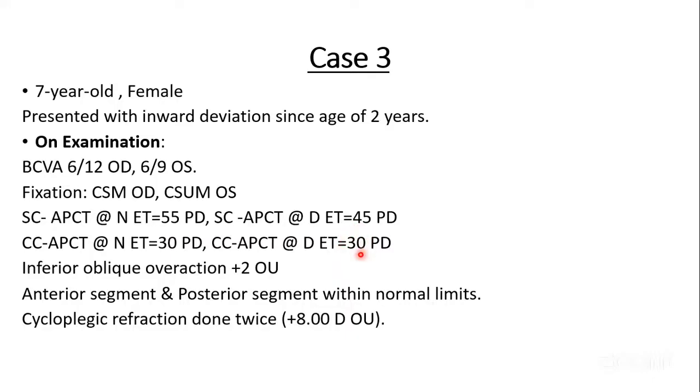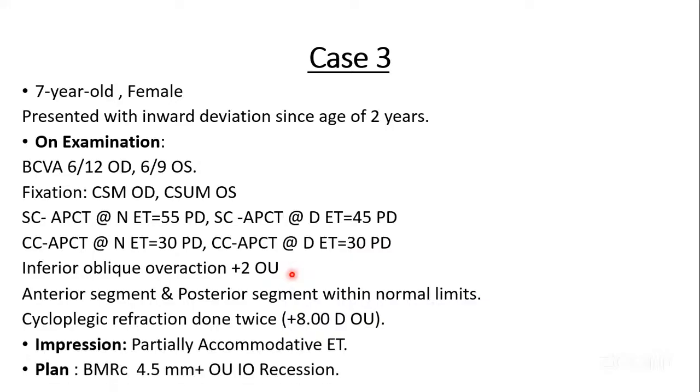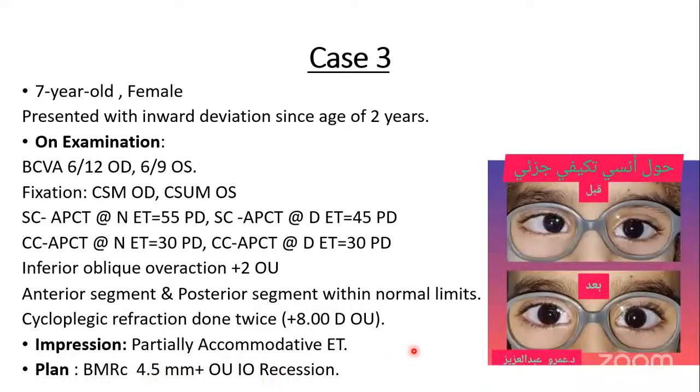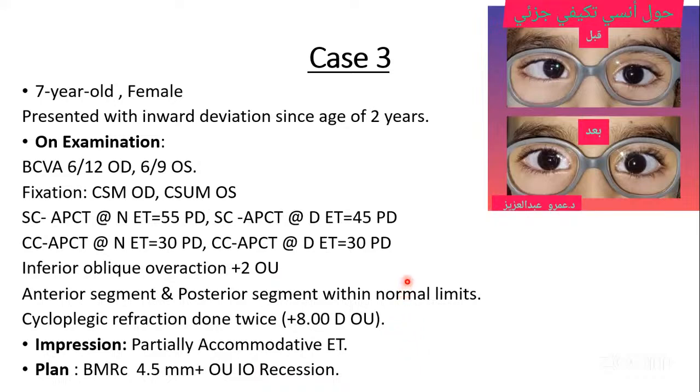And we will counsel the parents that the patient will need glasses after the surgery. And because the patient is having significant inferior oblique overaction, I also will do inferior oblique weakening procedure. So here I did bilateral medial rectus recession 4.5 millimeter with inferior oblique recession in both eyes. You can figure out here that the patient is having large hyperopia, magnifying lenses.